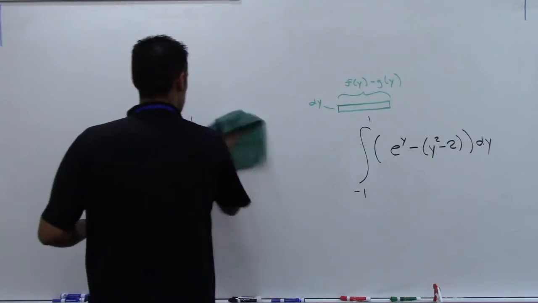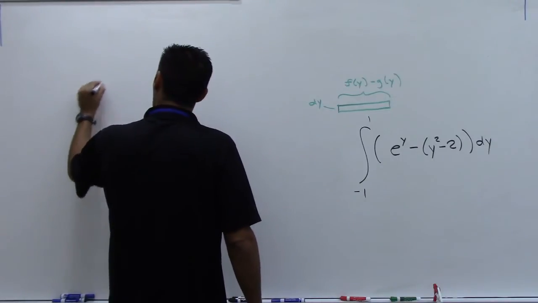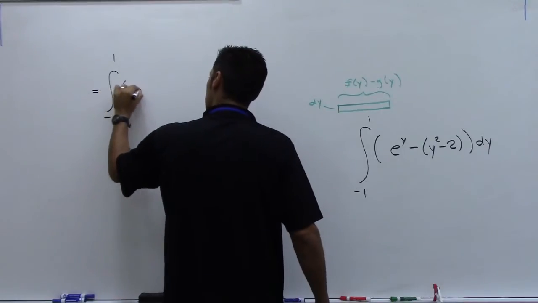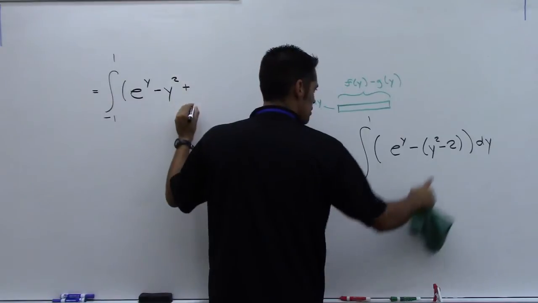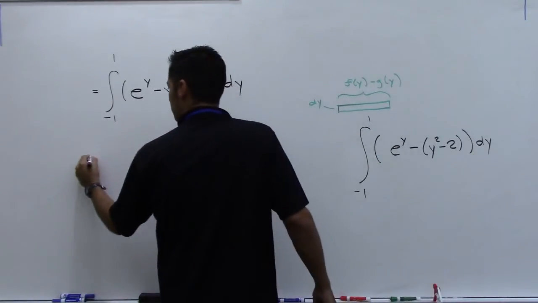Again, I'm not going to plug in the numbers at the end. I'm just going to do the integration. So I'll first distribute the negative through. So e to the y minus y squared plus 2 dy. Now I go ahead and take the antiderivative.